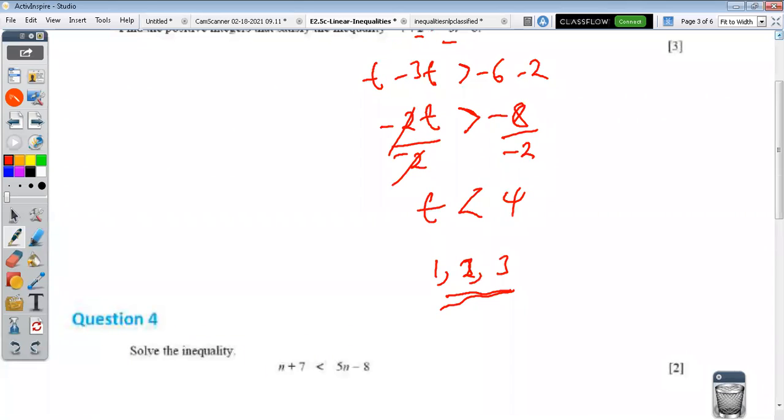So the question is saying positive whole numbers, it means positive whole numbers less than 4. So it starts from 1, 2, 3. We can't list 4 because it has to be less than 4. Those are the only whole numbers. But in general, t is less than 4, which means it can be fractions. But the question is talking about integers, which means whole numbers. Is that clear now?